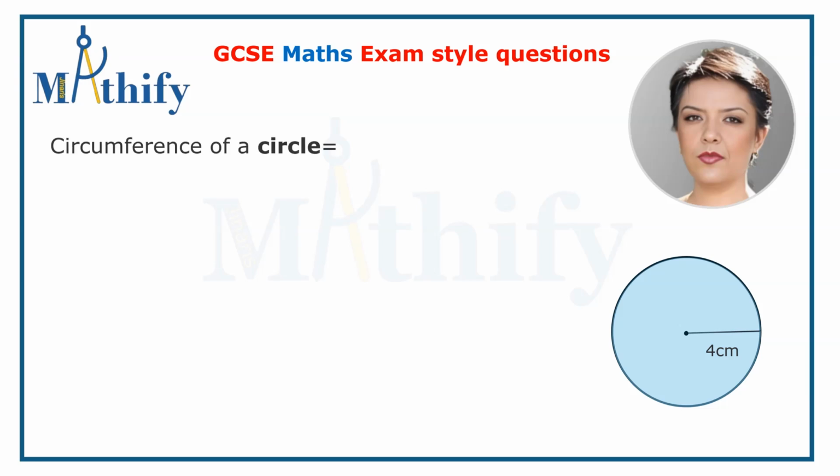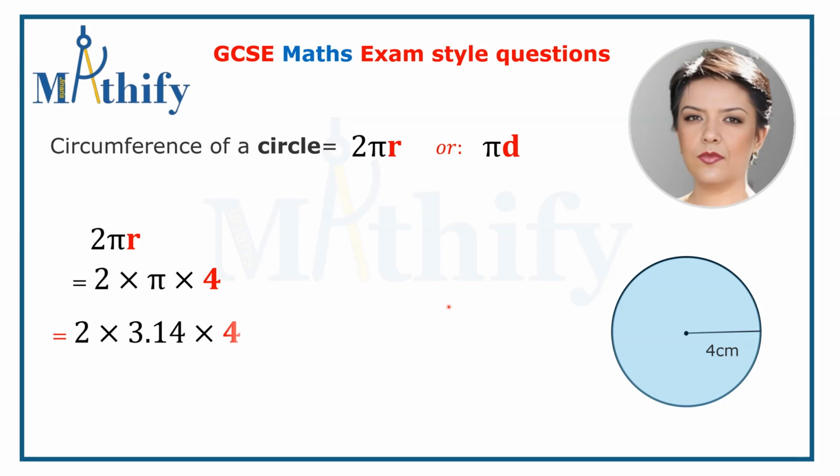So if we're asked to work out a circumference of a circle, just remember that the circumference is like a perimeter. So there's two formulas for circumference of a circle. So 2 pi r or pi d. Our d is our diameter, which is 2 lots of our radius. So 2 pi r can be plugged in with this value. So 2 times pi times 4, or we know that pi is equal to 3.14. We write it as 2 times 3.14 times 4.